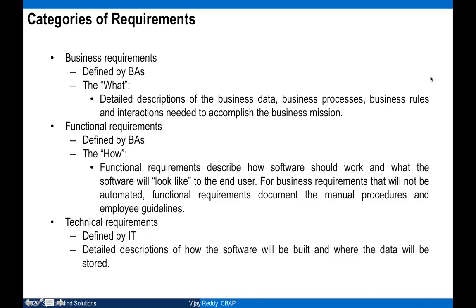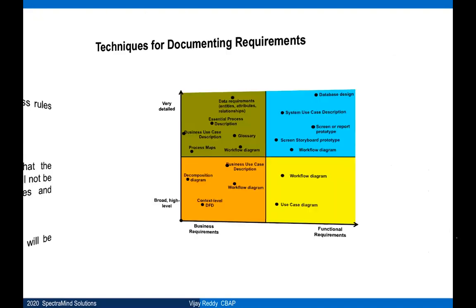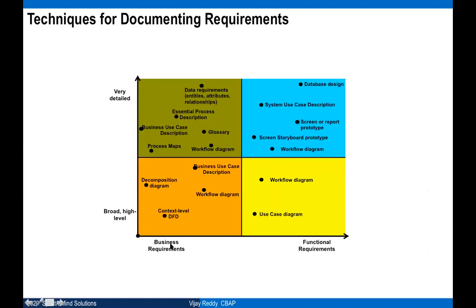Technical requirements are mainly from the developer's perspective or technical design documents. And these diagrams you should know at a high level. If you're writing business requirements at a very detailed level, those are called business use case descriptions, process maps, data requirements. If you're writing business requirements at a broad level, those are called data flow diagrams, decomposition diagrams, use case diagrams, workflow diagrams. If you're writing functional requirements at a broad level, those are called workflow diagrams or use case diagrams. If you're writing functional requirements at a very detailed level, then it is screen prototypes or system use cases, database design.